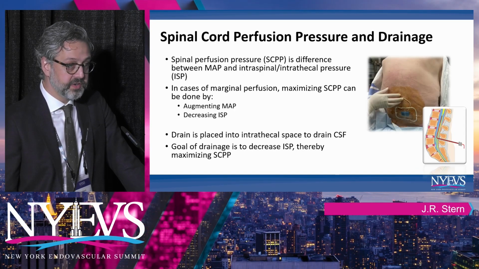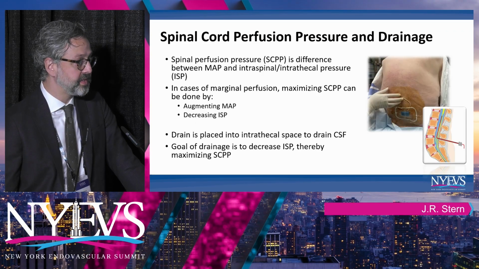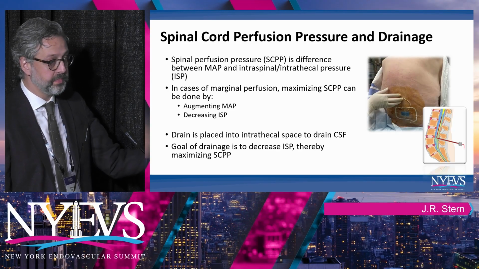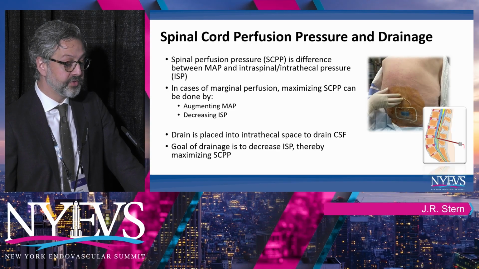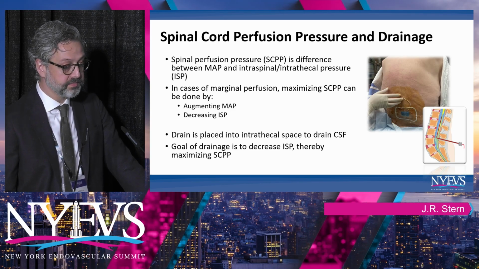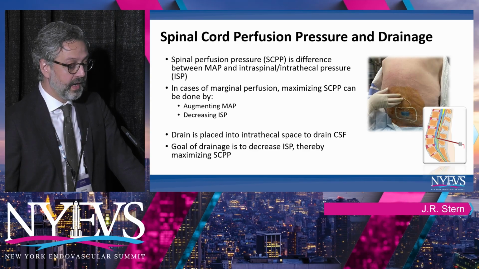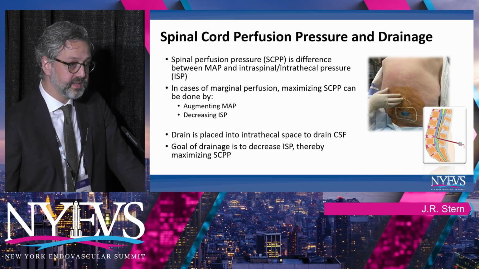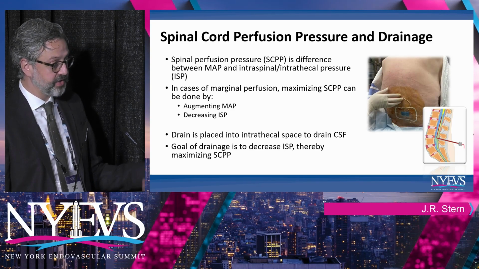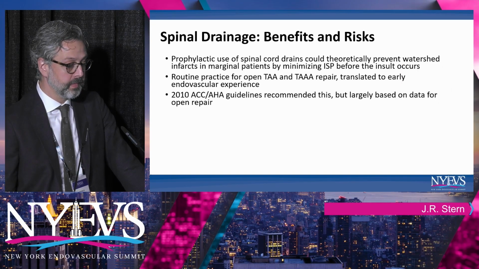So in order to understand this, we need to talk a little bit about the physiology of the spinal cord, and this is akin to what we see in the brain that everybody learns in medical school, but the spinal perfusion pressure is essentially the difference between your mean arterial circulating pressure and the intrathecal pressure. So in cases of marginal perfusion, we can augment the spinal perfusion pressure by either upping the MAP or decreasing the intraspinal pressure. We do this with the use of a drain. It's placed into the intrathecal space to drain CSF, and the goal is, again, to decrease the intraspinal pressure, thereby increasing the perfusion pressure in conjunction with MAP augmentation.